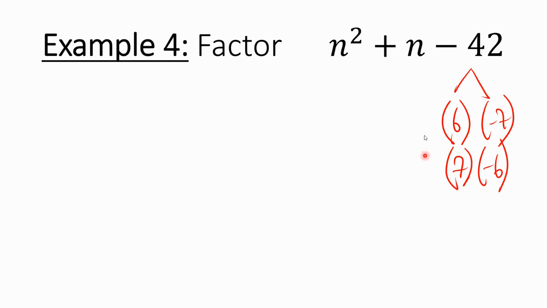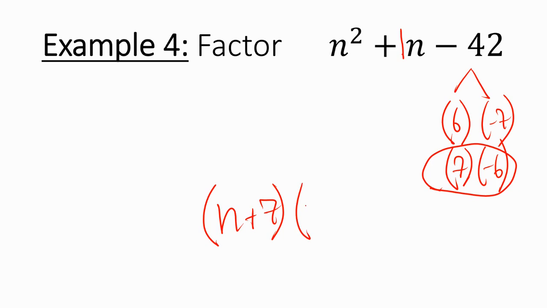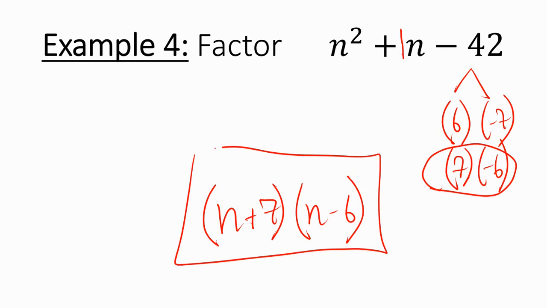But we want the ones that add up to, what number is this right here? It's really a 1, so I need a +1. 7 plus -6. 7 plus -6 is the one that gives us +1. So in this case, it's just going to be n plus 7 and n minus 6. That one was nice. There was no common factor to factor out. All right, and we're done.